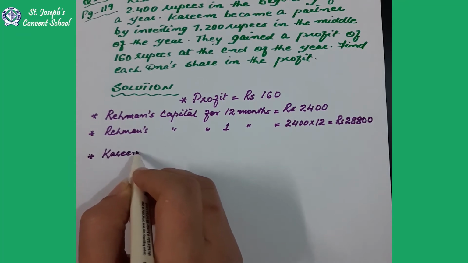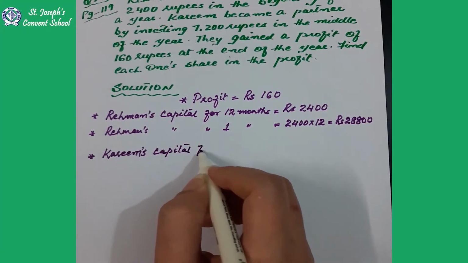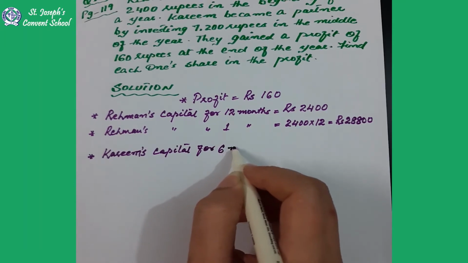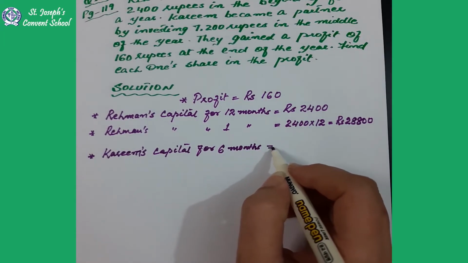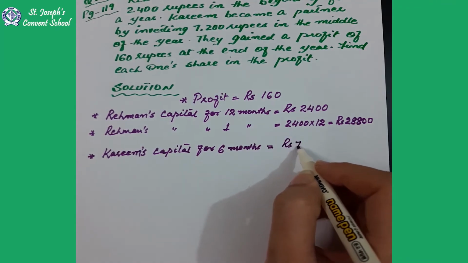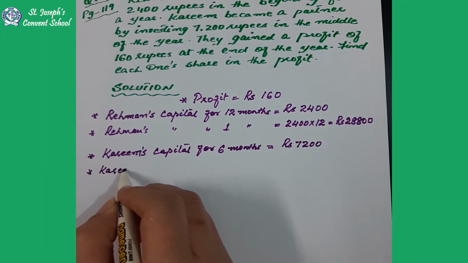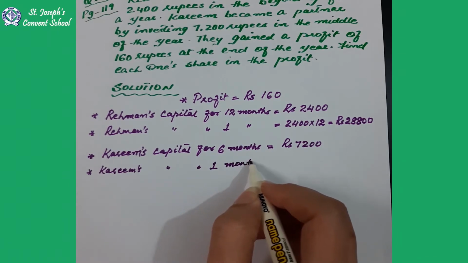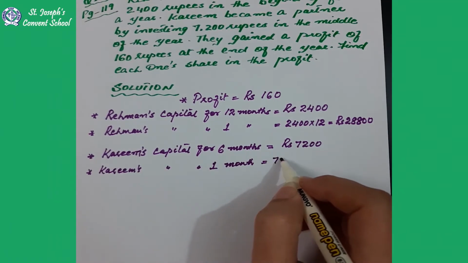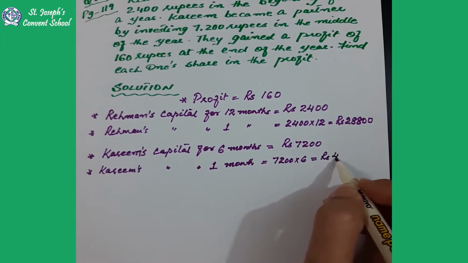Now you can find Kareem's capital for 6 months. Middle of the year means 6 months. So it is rupees 7200. Now we'll find it for 1 month. Kareem's capital for 1 month. So 6 multiplied by 7200. 7200 into 6. So this amount is rupees 43,200.